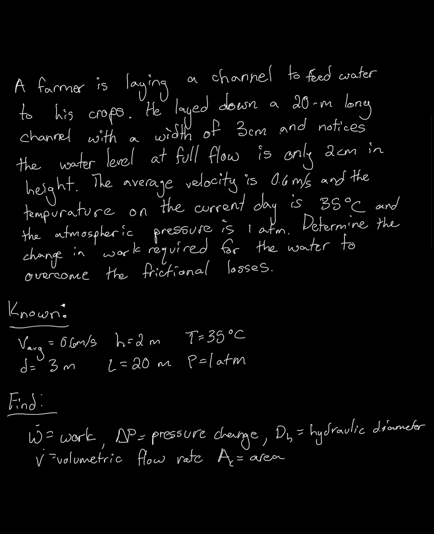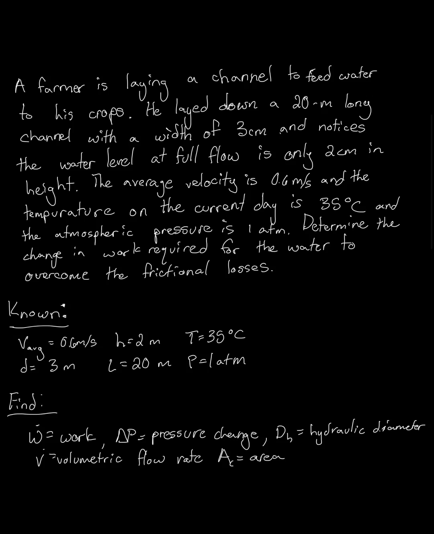So then, a farmer is laying a channel to feed water to his crops. He laid down a 20-meter long channel with a width of 3 centimeters and notices that the water level at full flow is only 2 centimeters in height. The average velocity is 0.6 meters per second, and the temperature on the current day is 35 degrees Celsius, and the atmospheric pressure is 1 atmosphere. Determine the change in work required for the water to overcome the frictional losses.